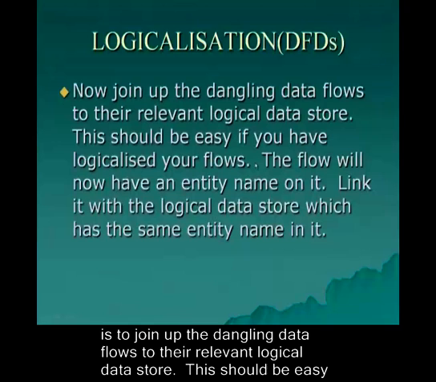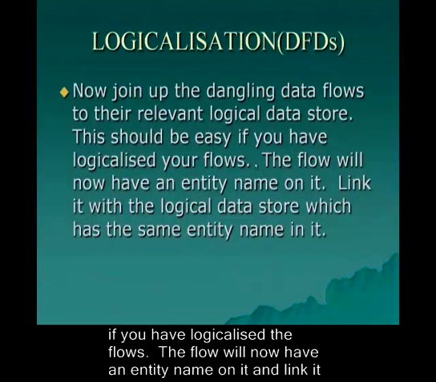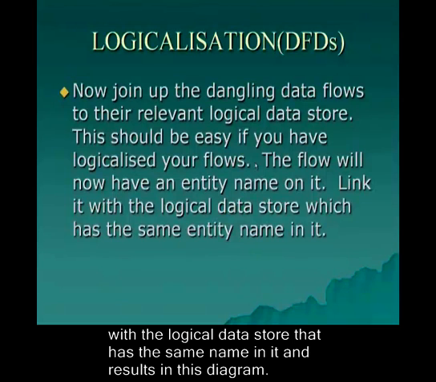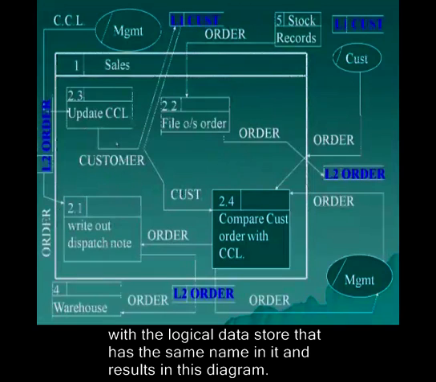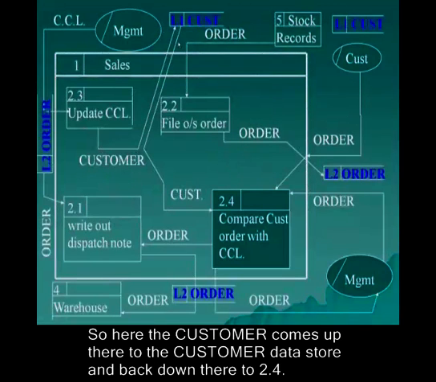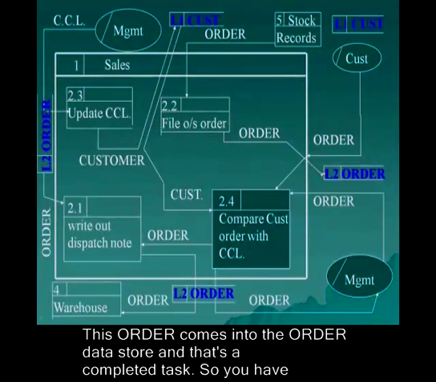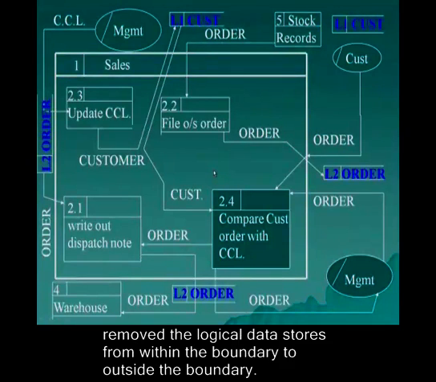Next thing we do is to join up the dangling data flows to their relevant logical data store. This should be easy if you've logicalised your flows. The flow will now have an entity name on it and link it with the logical data store, which has the same entity name in it, and results in this diagram. So here the customer comes up there to the customer data store and back down there to 2.4. This order comes into the order data store, and that's a completed task. So you've removed the logical data stores from within the boundary to outside the boundary.